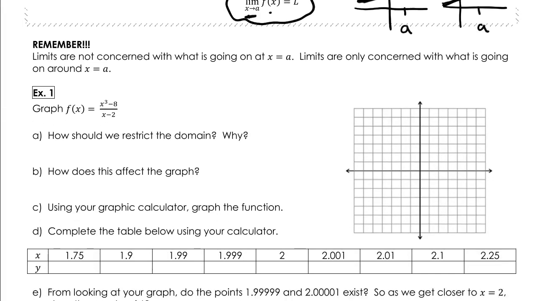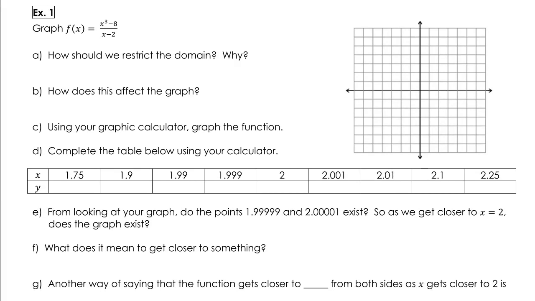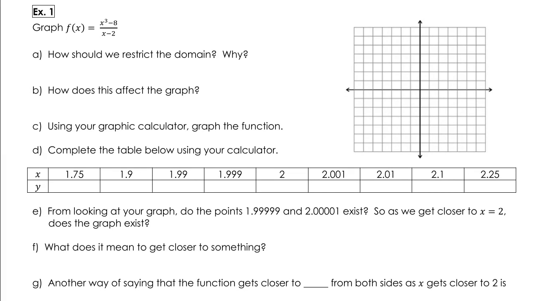So example 1, I asked you to graph this, but I also asked you a whole bunch of other things. First of all, looking at this, do you have any idea what this function is? Okay, then we'll figure that out as we go through it. How should we restrict the domain? So first, look at the bottom, the denominator. The denominator cannot be 0. So what value of x would make the denominator 0? And you can see if x is 2, we have a problem here. So we're going to say x can't be 2. Why? Because the denominator can't be 0.